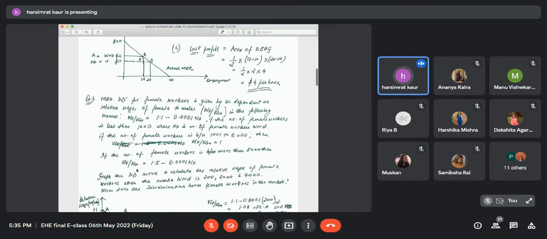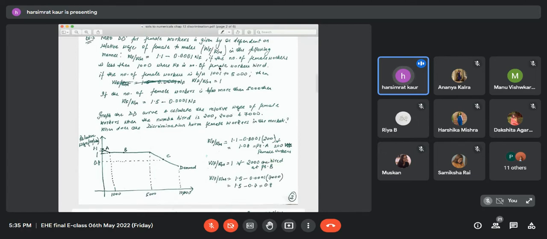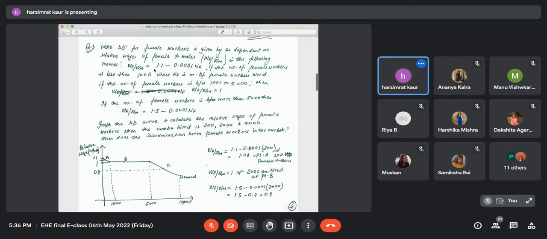Okay, guys, this third question. Again, they are talking about a market demand for female workers, which depends upon the relative wage of females to males. The market demand, DD of F, is equivalent to the relative wages, WF by WM. The equation of WF by WM is given as 1.1 minus 0.001 NF, where NF is the number of females employed. This equation holds only when we are employing fewer than 1,000 female workers.